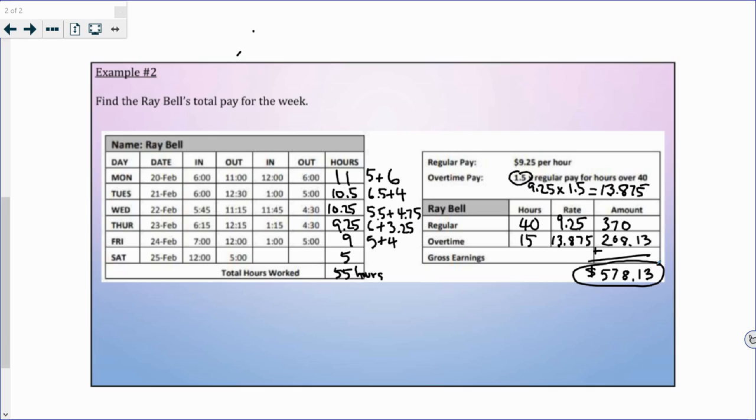All right, that is how to calculate a time card. Let me know if you have any questions.